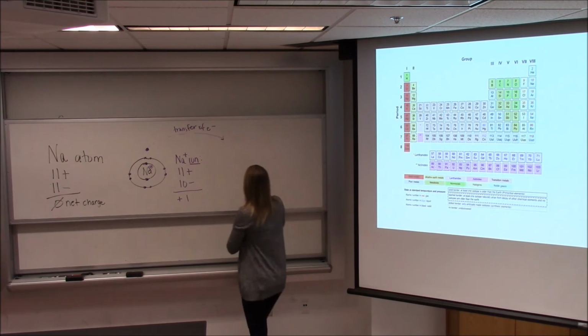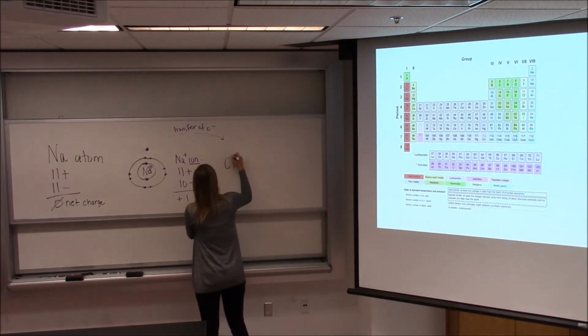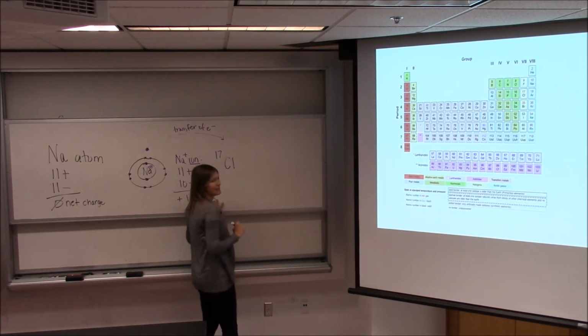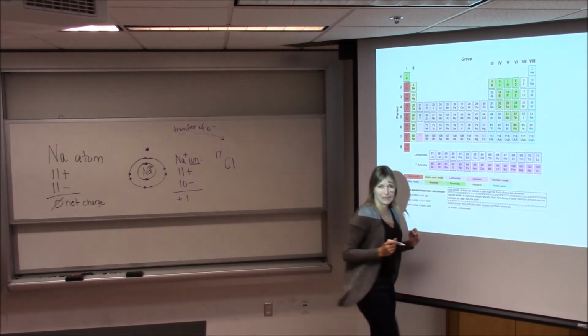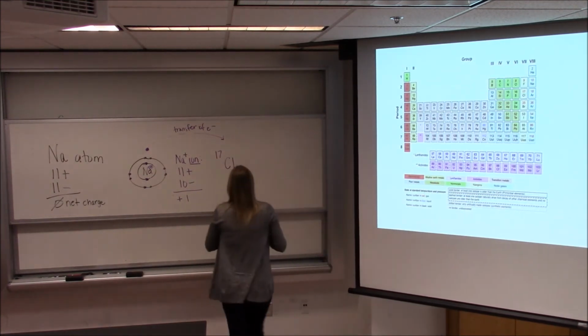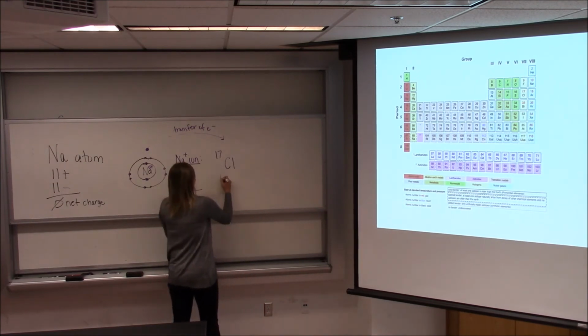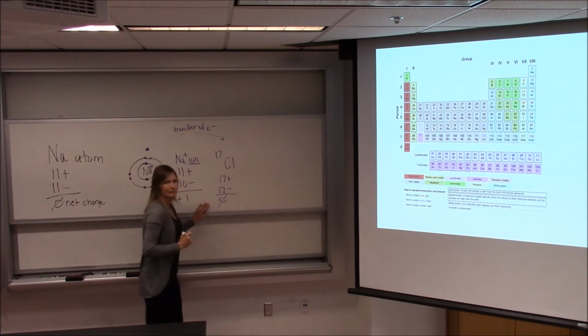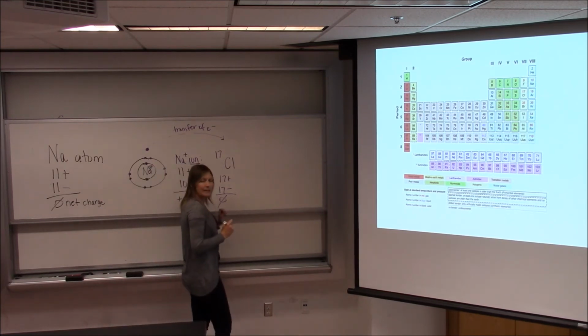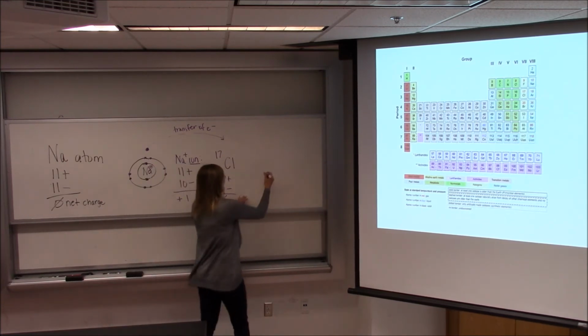So let's look at chlorine, atomic number 7. I'm sorry, atomic number 17. It's atomic number 17, it's in column 7. That means it has 17 protons, 17 electrons, no net charge. 7 electrons in the outer shell. Let's sketch it.